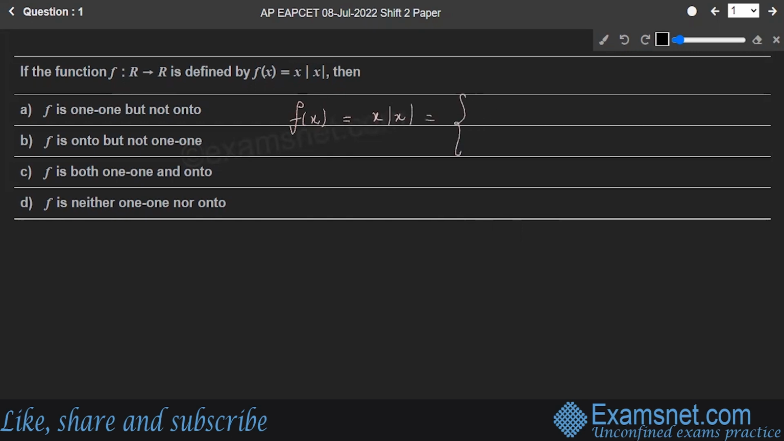This gives you that this is x into x if x is greater than 0, and this is actually equal to x into minus x if x is less than 0. Okay, so that makes f(x) equal to x square when x is greater than 0, and this is equal to minus x square when x is less than 0. Also, you have one more condition, that this function is from real numbers to the real numbers.